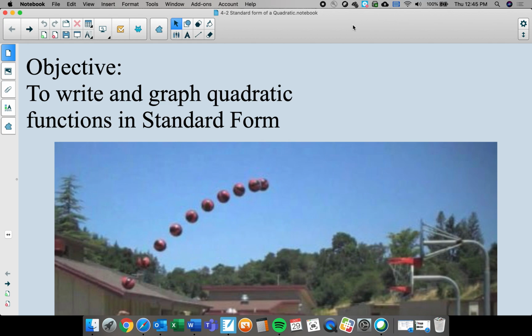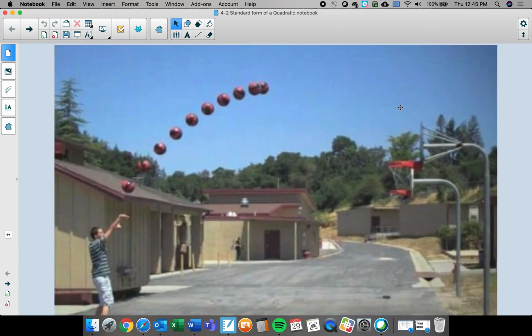Welcome to Lesson 4.2, where we are going to talk about another form called standard form of a quadratic equation and quadratic functions. If you remember back to Lesson 4.1, we were focused on vertex form, which was very similar to vertex form when we talked about absolute value equations. So now we're going to take the next step into standard form and what that is and what the benefits of that are.